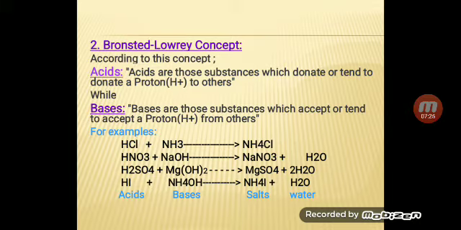Other examples are also given. For example, the last one is hydroiodic acid when reacting with ammonium hydroxide. In this example, hydroiodic acid is an acid because it donates a proton, while ammonium hydroxide is a base.